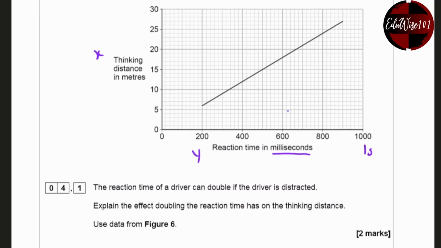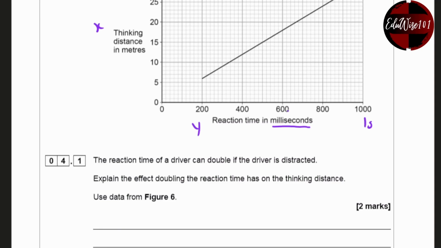The reaction time of a driver can double if the driver is distracted. Explain the effect of doubling the reaction time has on the thinking distance. So what will happen if you double the reaction time? Let's say if you double the reaction time from 200 to 400. And then again, if I double it from 400 to 800. So I'm going to take two different values. So what happens to the thinking distance?